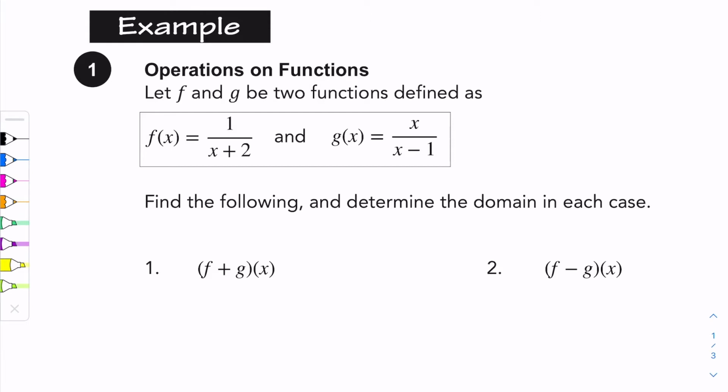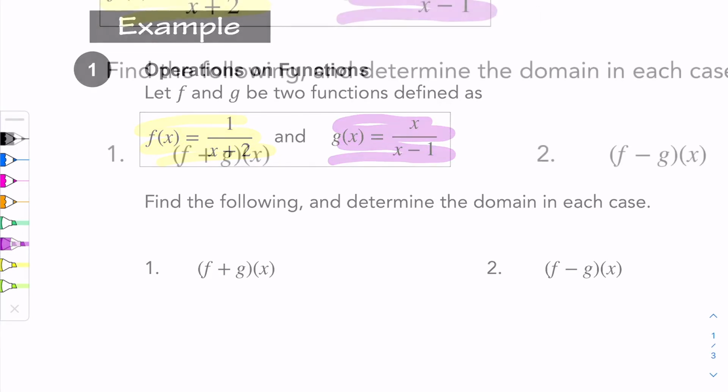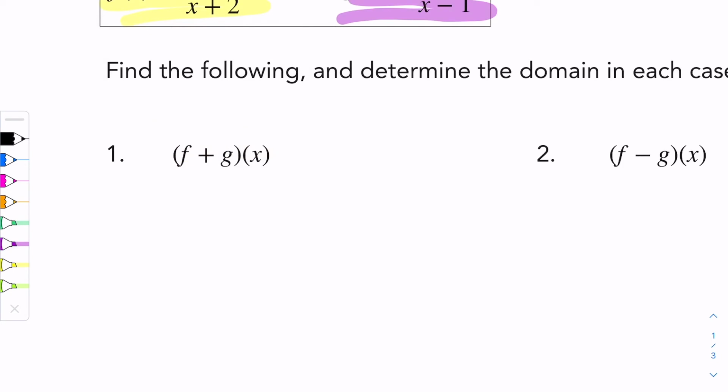For the first example set, we're going to use these 2 functions. We have f of x that's equal to 1 over x plus 2, and we have g of x that's equal to x over x minus 1. We're going to go through each of the 4 operations, starting with addition. We have f plus g of x, which is the same thing as saying f of x plus g of x.